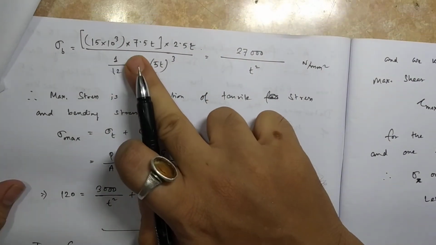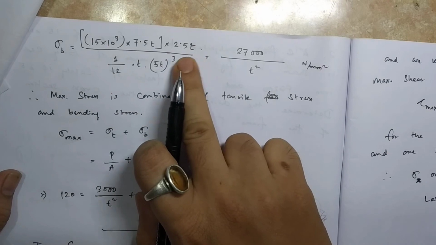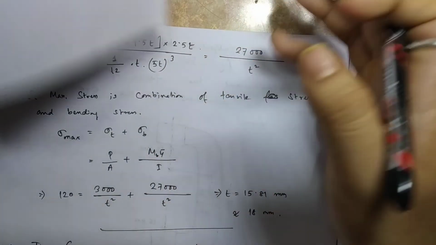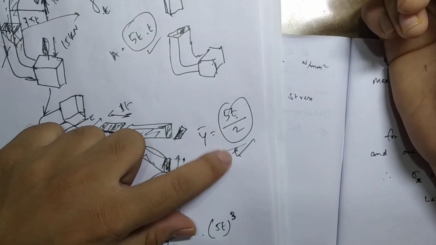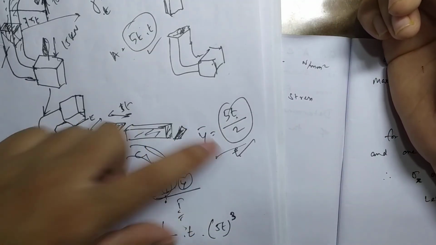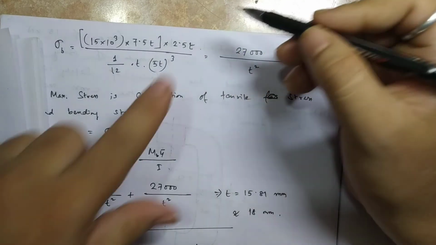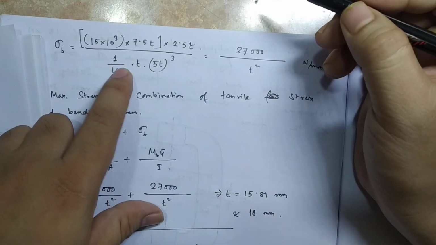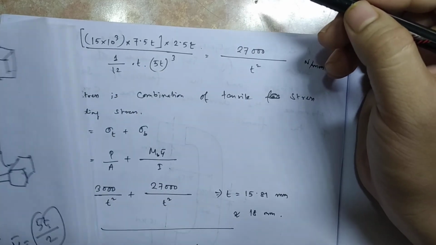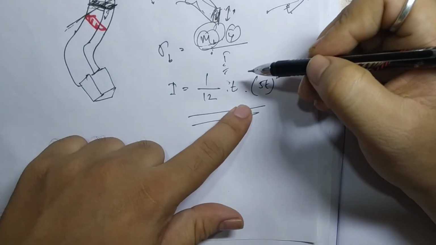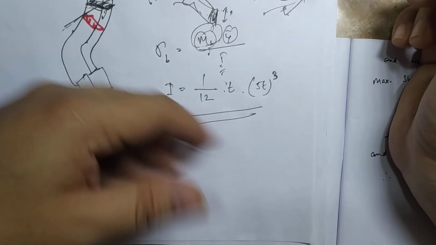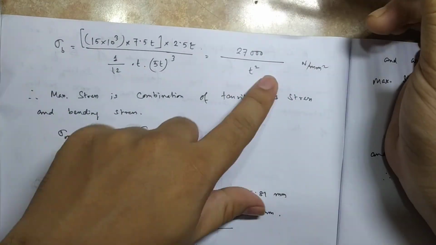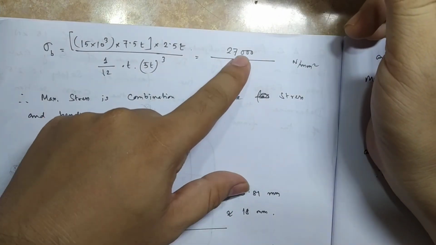The bending moment is multiplied by half of that 5t. As I told you, half of the dimension. So 5t by 2 is y bar, your centroidal distance, 2.5 t, divided by 1/12 t into 5t cube. We have found it, t into 5t cube. Once you understand everything, you can solve it very easily. So now you will get an equation like this, 27,000 by t square, which is equal to the bending stress.